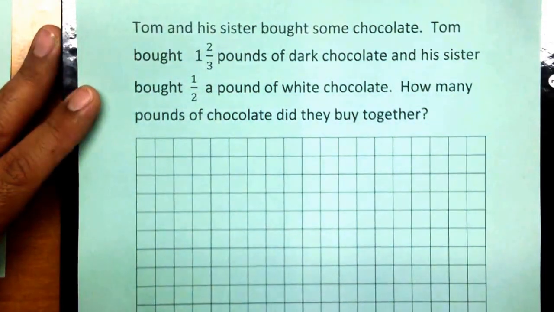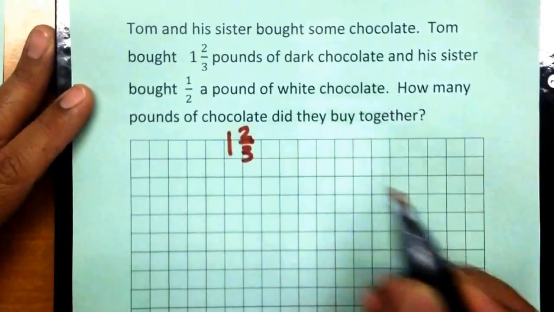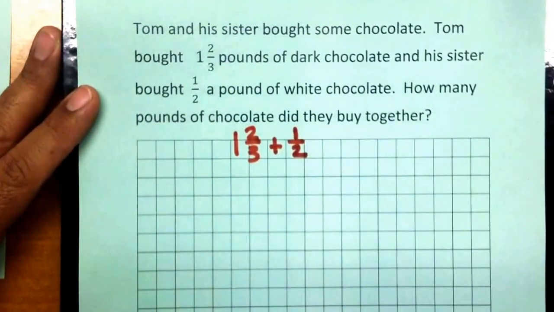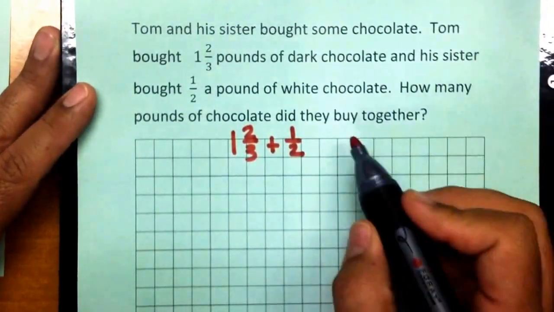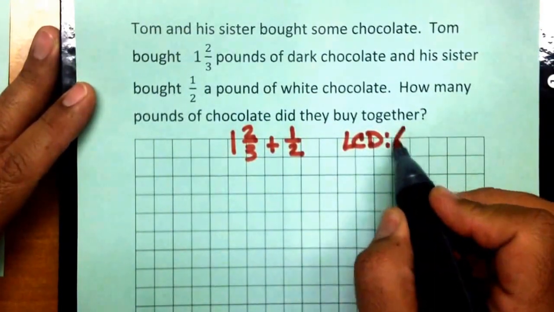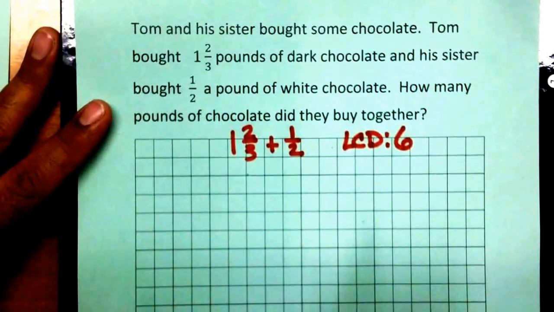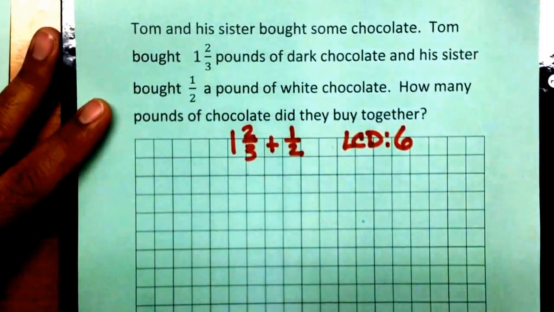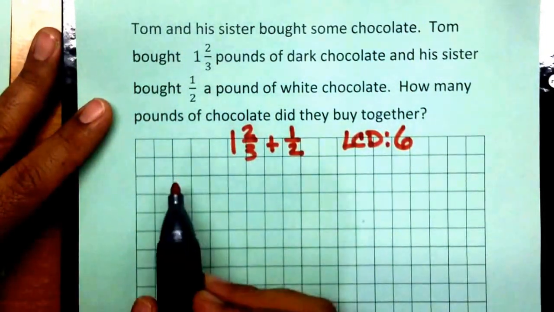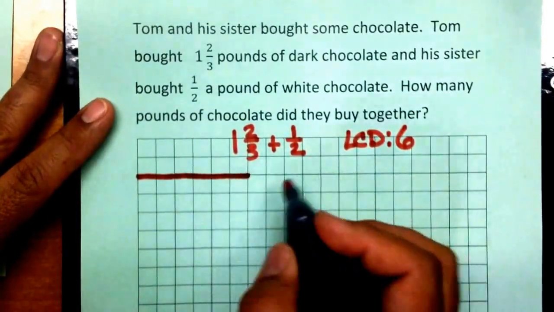So this is an addition problem. We have 1 2/3 plus 1/2. First thing you need to do is find the least common denominator. The least common denominator in this case is 6. It's important to know that so that you know how many squares to use in your number line to separate your number line evenly. So we have 6. That's going to be our whole.